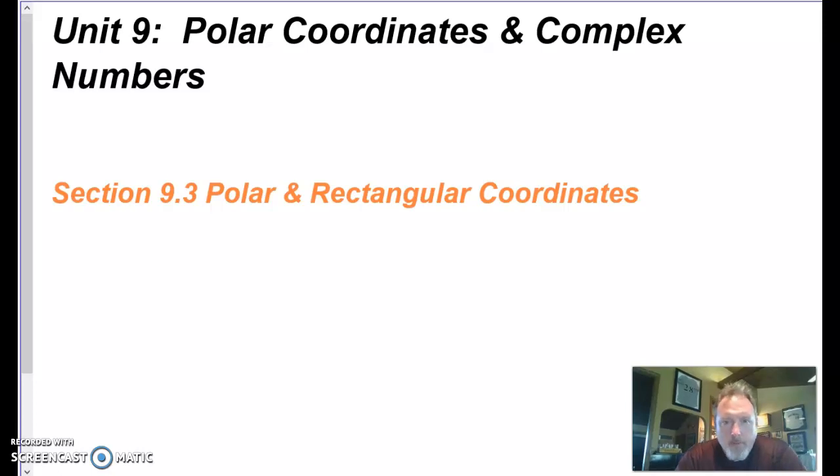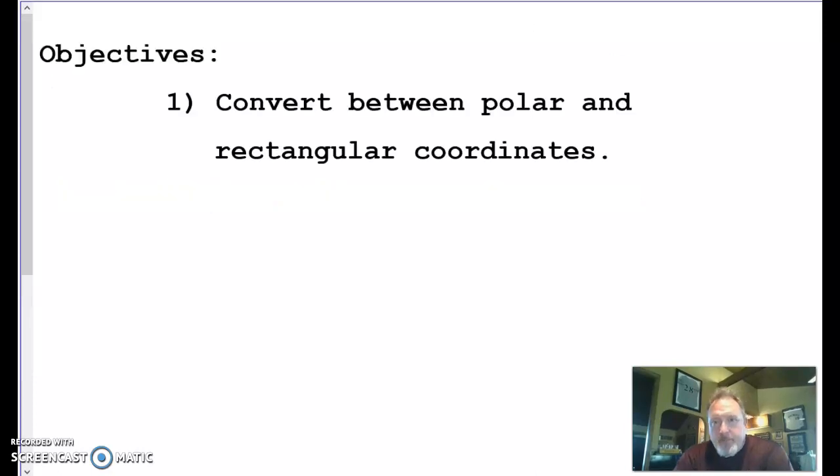All right, good morning. Welcome to section 9.3, polar and rectangular coordinates. I'm going to break this into two parts. This is part one, and I will post part two later today as well. Basically we're going to convert back and forth between the two. How do we get from a polar coordinate plane to a rectangular, our traditional XY coordinate plane? And then how do we go from XY back to polar? That's going to be the main focus of this section.